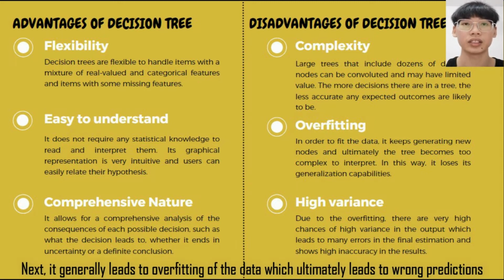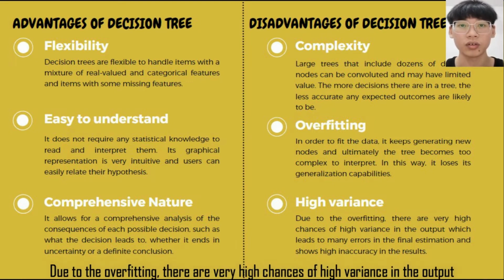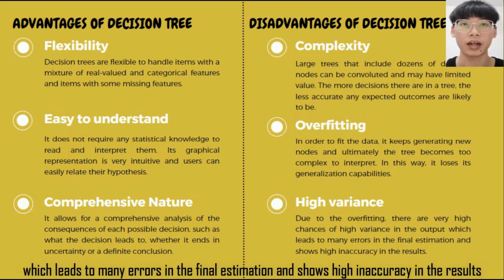Next, it generally leads to overfitting of the data, which ultimately leads to wrong predictions. Due to the overfitting, there is a very high chance of high variance in the output, which leads to many errors in the final estimation and shows high accuracy in the result.